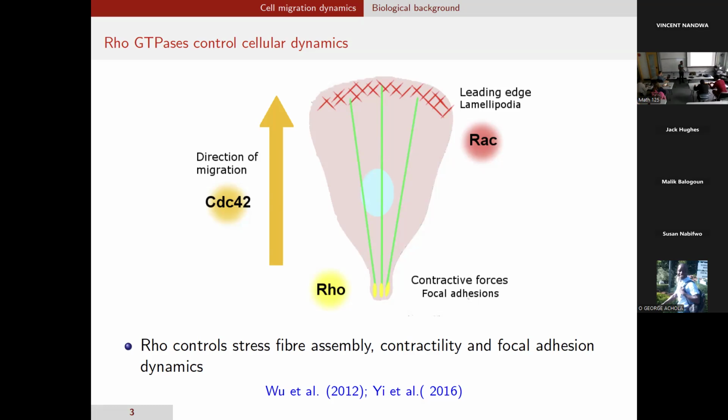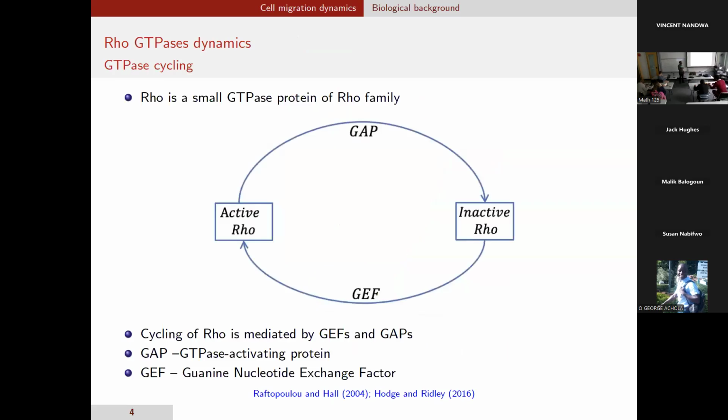These molecules act as on and off switches, where they transmit signals when they are in active form, and otherwise they can be turned off and are in inactive form. Here we have an active Rho GTPase, and we have an inactive Rho controlled by the GEF and then the GAP. So this is just the definitions.